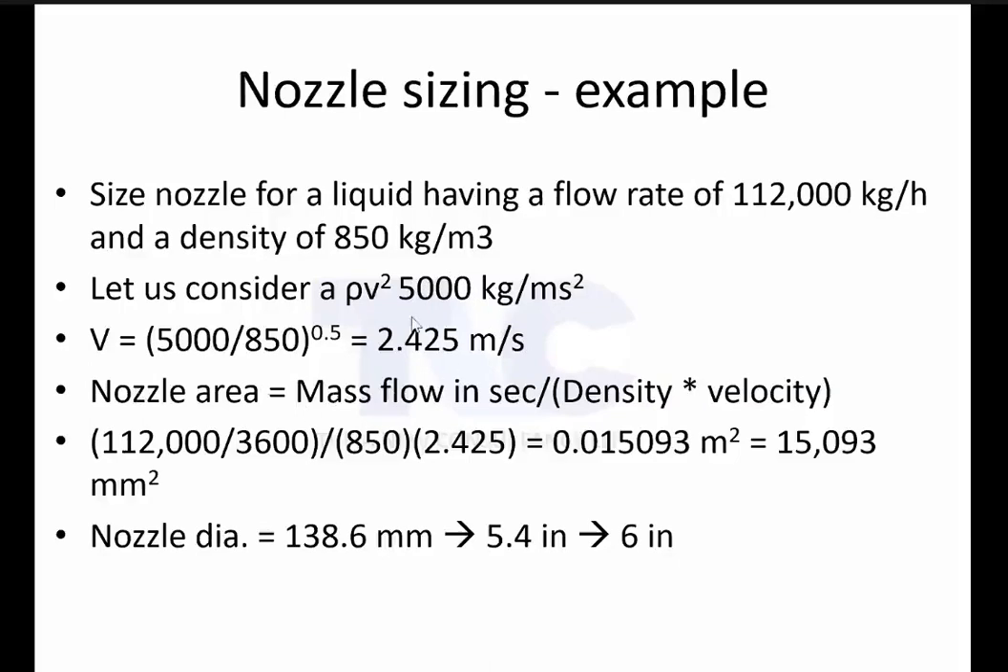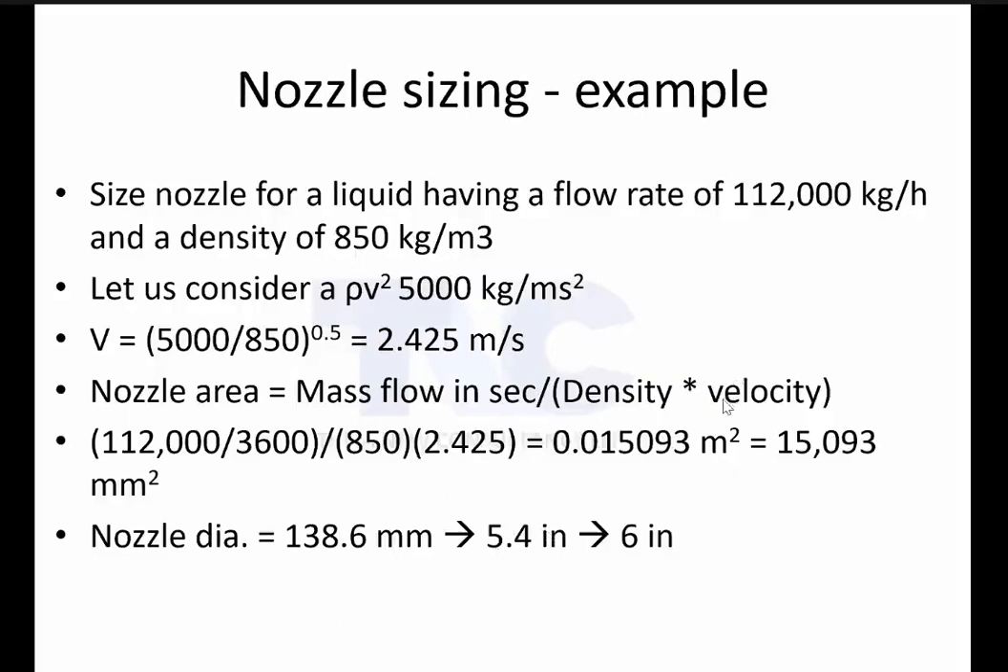Now for the nozzle area, since you know the velocity, you can back calculate it: the mass flow in seconds, then density, velocity. Once I know my nozzle area, the nozzle ID can be back calculated. What I got is 5.4 inch. There is no 5.4 inch; the next size is 6 inch. So I have to go for a 6 inch nozzle.